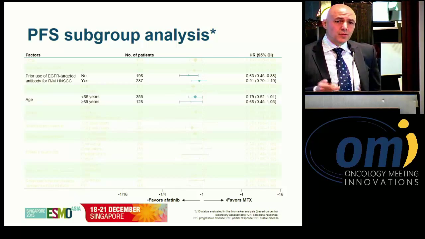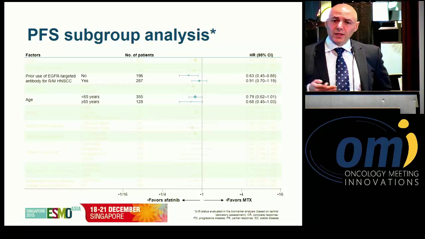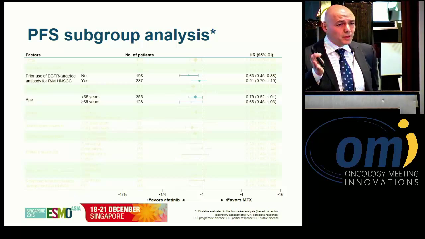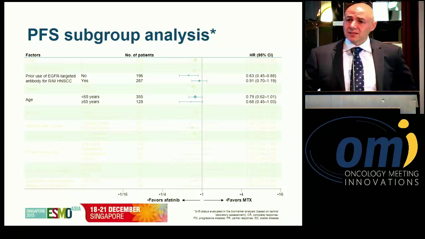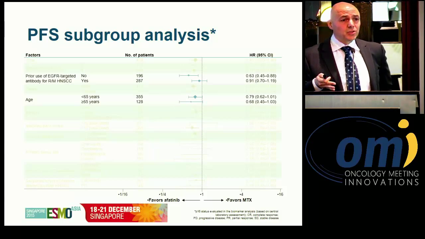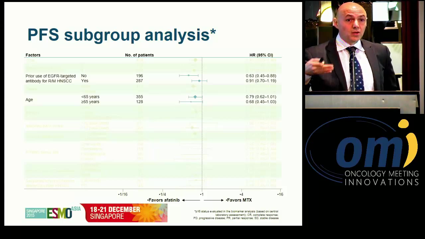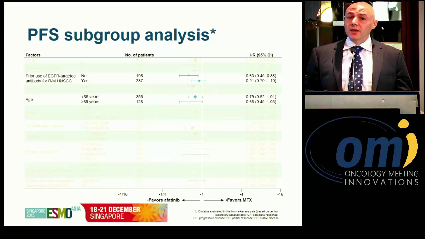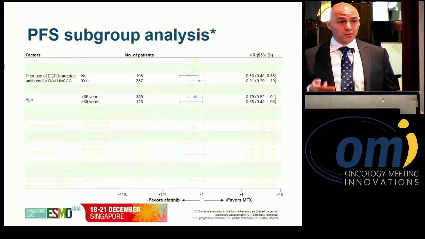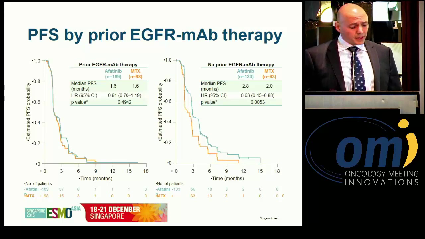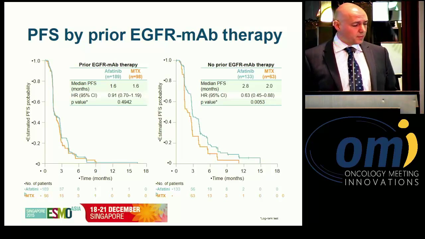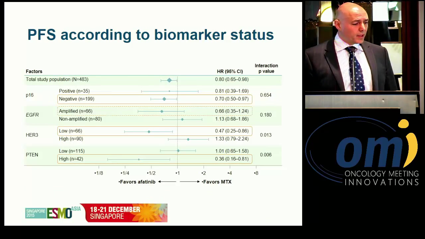But the other thing to notice is the prior EGFR therapy. And although I demonstrated to you that there may not be complete cross-resistance between cetuximab and afatinib, in this study, it was clearly the patients who had not received a prior EGFR inhibitor that appeared to benefit from afatinib versus methotrexate.